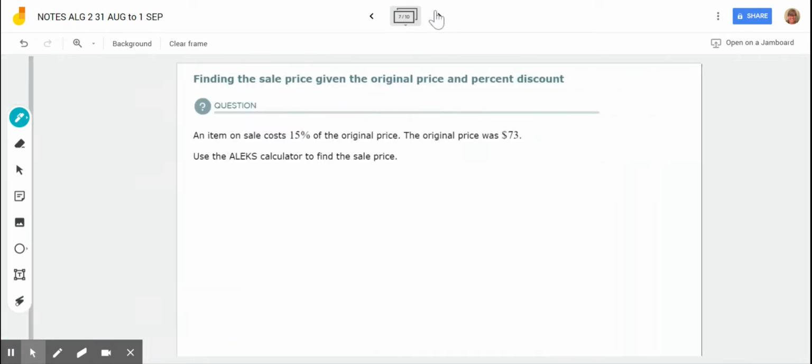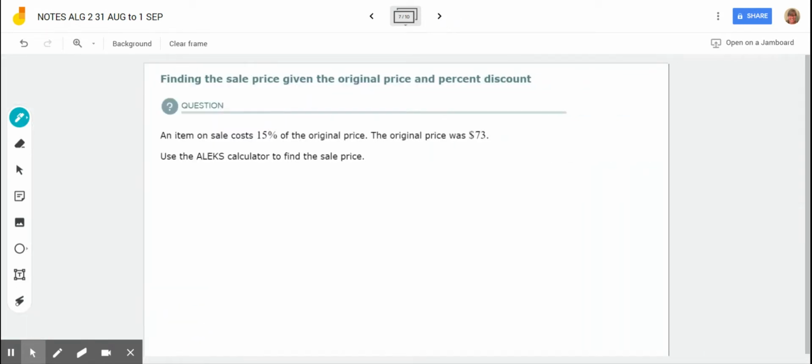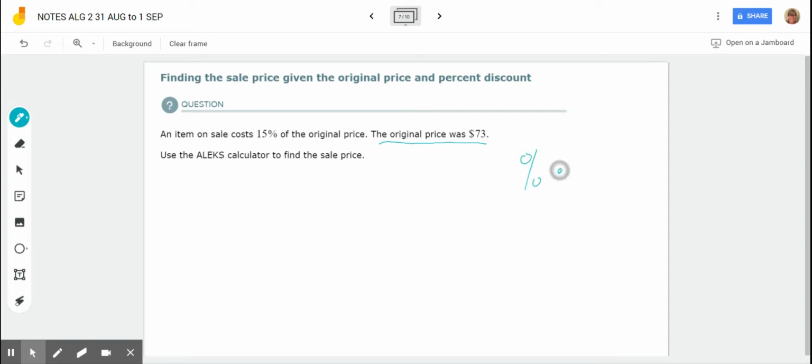All right, here we go. An item on sale costs 15% of the original price. The original price was $73. All right, so let's set up, I want to do this a couple ways. Set up a proportion, and the way that some of you already know it. Sometimes you could just take the percent times the original, and that gives you the new. I've been using that. I'm also going to show you my default, which would be to set up a proportion.